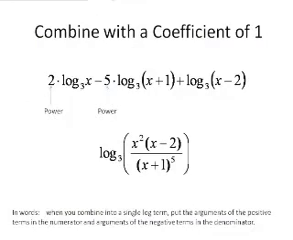When more than one factor ends up in the numerator or denominator of a single log term, make sure that they are multiplied together. And you see here with the x squared and the x minus 2 they are.